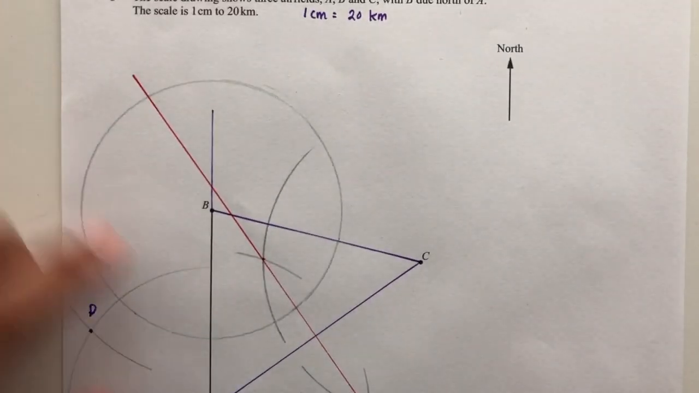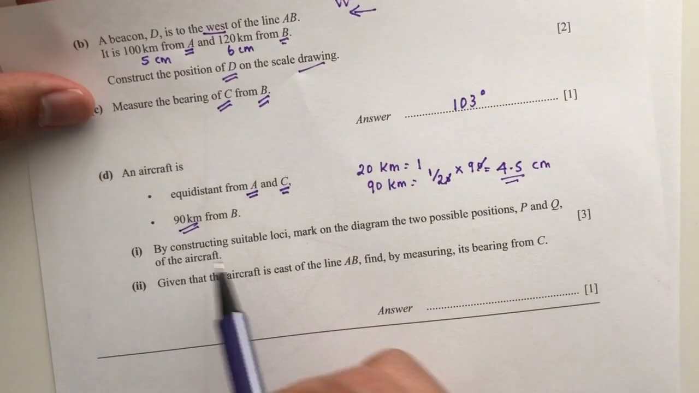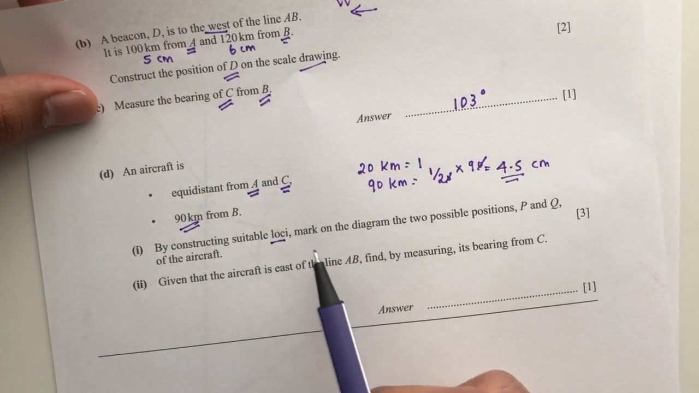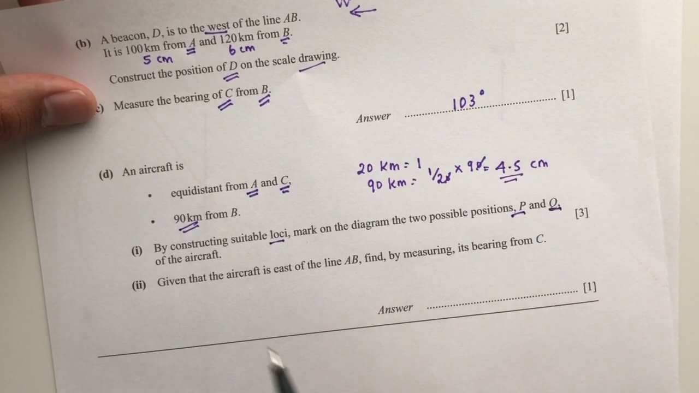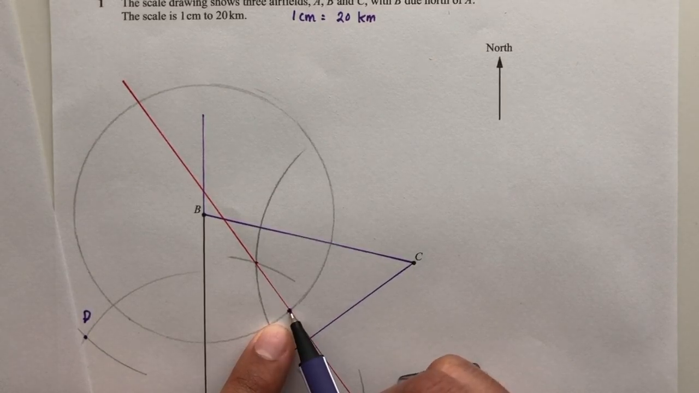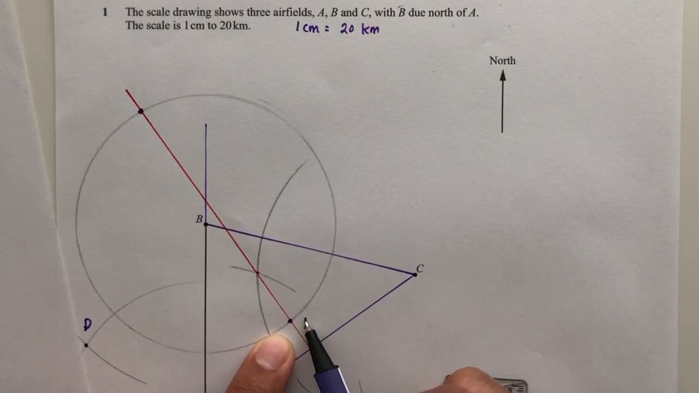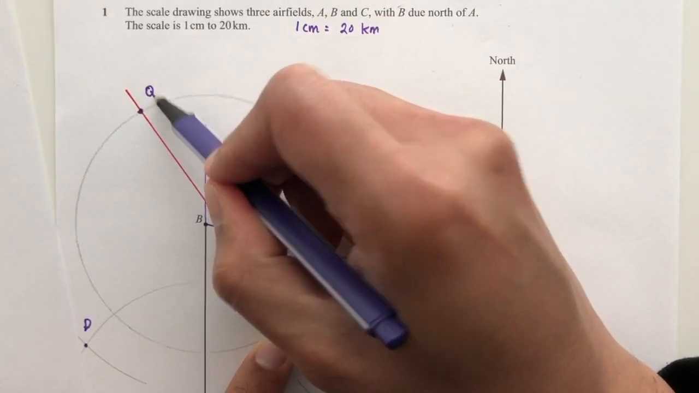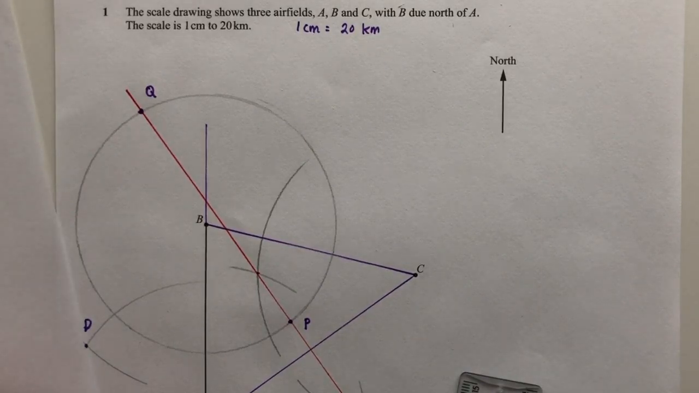Okay, so that's a circle of radius 4.5 around B. Now moving on to the next part, it says, by constructing a suitable loci, mark on the diagram the two possible positions for P and Q of the aircraft. So it is the intersection of this circle here and here. That's your point P and that's your point Q, the two possible positions of the aircraft according to the loci.